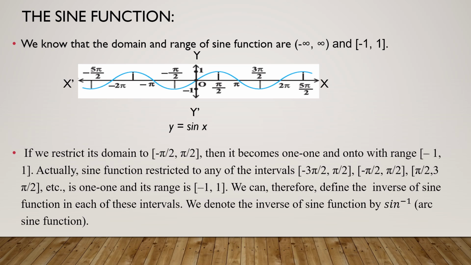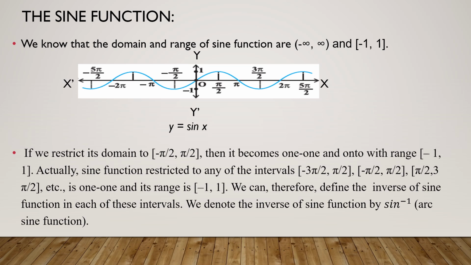Now if we restrict its domain to minus pi by 2 to pi by 2, then in this domain it will become one-one and onto with the range minus 1 to 1. In fact, if you restrict the sine function to any of the intervals, say minus 3 pi by 2 to minus pi by 2, minus pi by 2 to pi by 2 or pi by 2 to 3 pi by 2 and so on, in all of these restricted domains it will be one-one and the range will be minus 1 to 1. So for each of them we can define the inverse function.